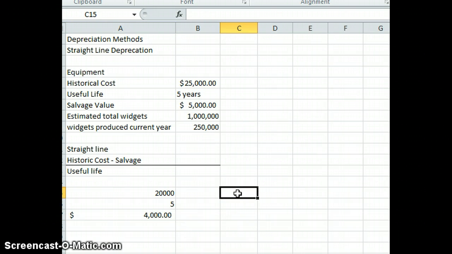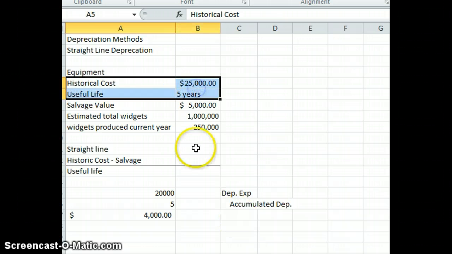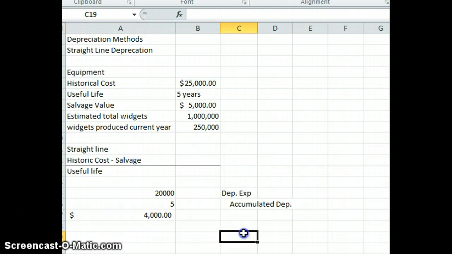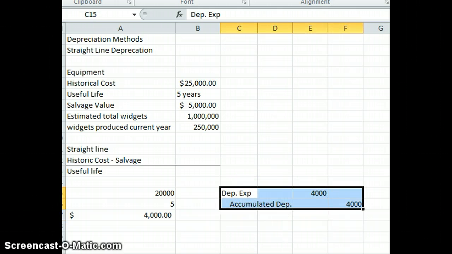Remember that my journal entry would be a debit to depreciation expense, and my credit would be to accumulated depreciation, which again is a contra asset account that we use because we don't want to change the historical cost value of the asset account equipment. So that would be depreciation expense of $4,000 and accumulated depreciation of $4,000, and we would make this every year for the next 5 years regarding this asset equipment, and that wouldn't change.